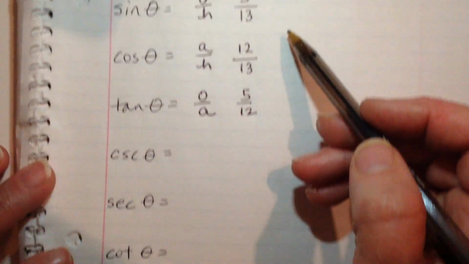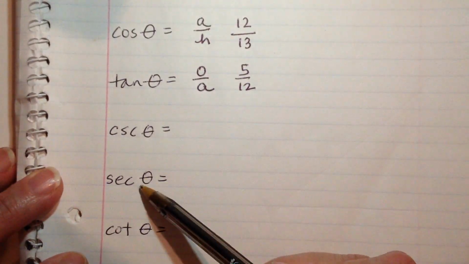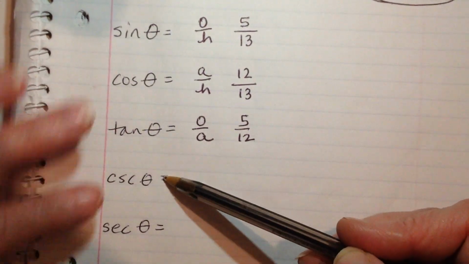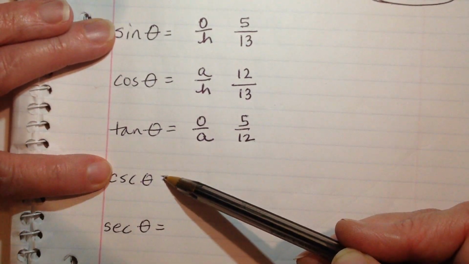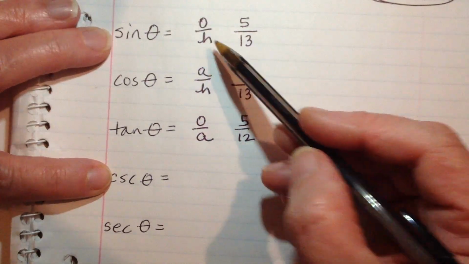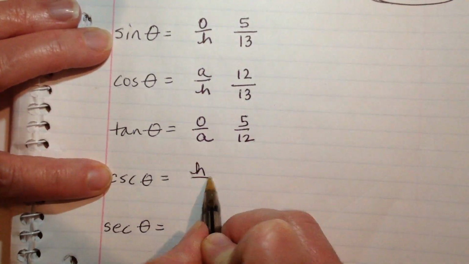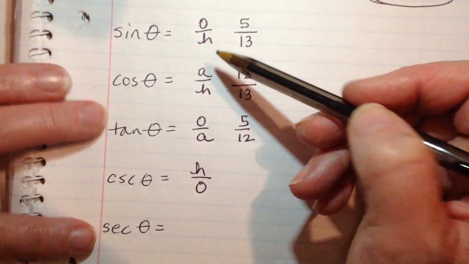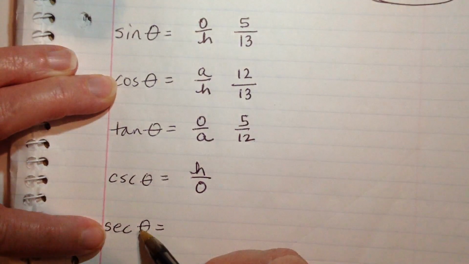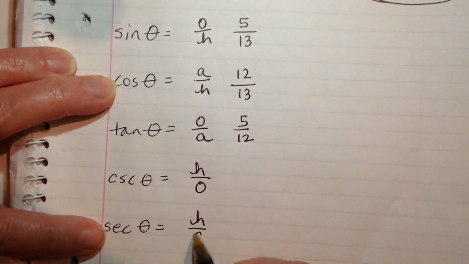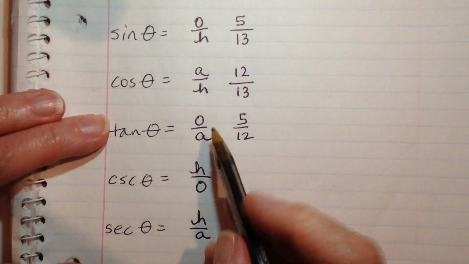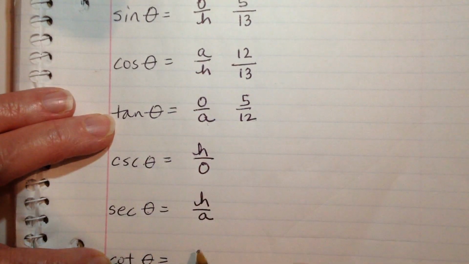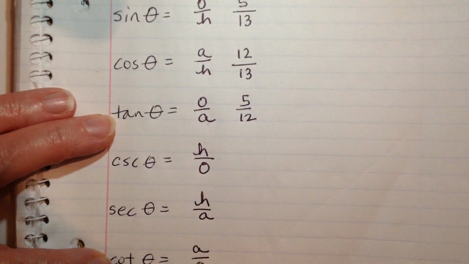Now we can find the remaining 3, cosecant, secant, and cotangent, knowing that cosecant is the reciprocal of sine. Well, if sine is o over h, cosecant is its reciprocal, h over o. If cosine is a over h, secant is its reciprocal, h over a. If tangent is opposite over adjacent, cotangent is the reciprocal of tangent, which is a over o.